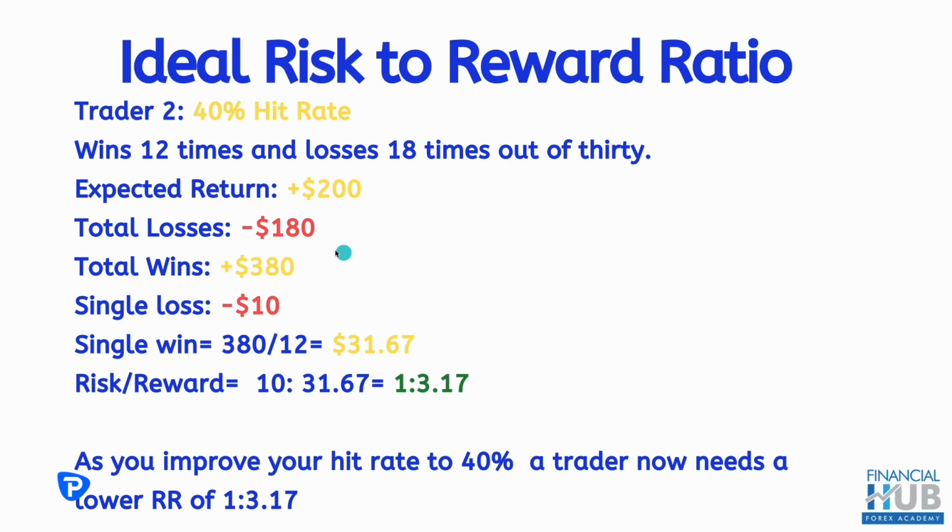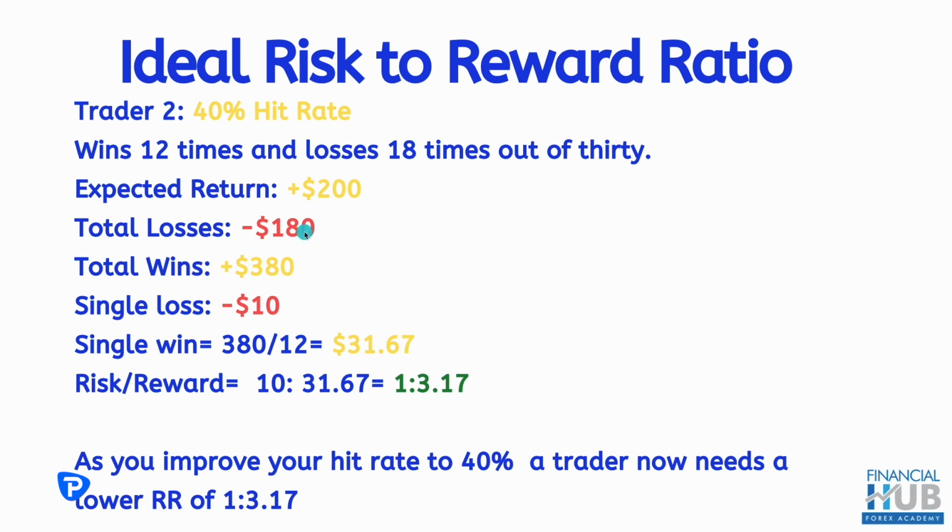a 40% hit rate. So this trader has improved his hit rate by almost 100%, from 20%. Now they are at 40%. So 40% of 30 trades, again, we get our wins, which is 12 wins, and of course 18 losses out of 30. So expected return is the same, $200 again. Total losses, we are losing 1% per trade for 18 trades. So that is a total loss of $180.